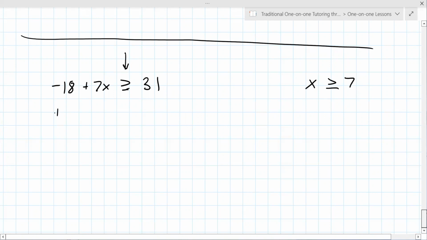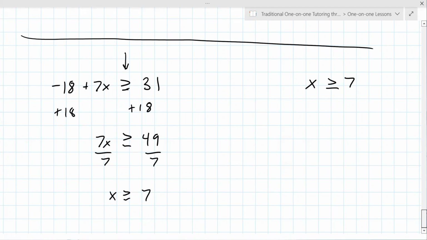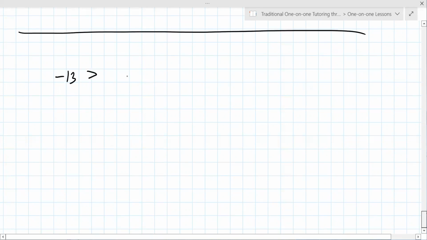Okay, and that is correct. You add 18 to both sides, which I'm assuming you did. 7x is greater than or equal to 49. Divide by 7. You do not flip the inequality because you're not multiplying or dividing by a negative. And it's as simple as that. If you remember that, that will save you quite a bit. Okay, let's have you try one more here. Let's go: minus 13 greater than minus 3x minus 1. Let's give that a try, please.